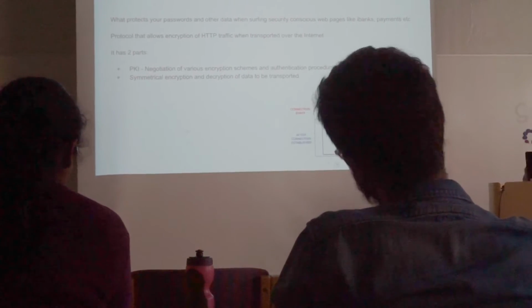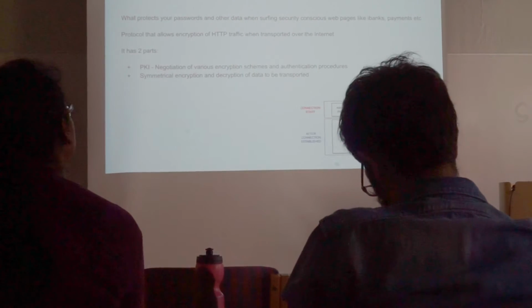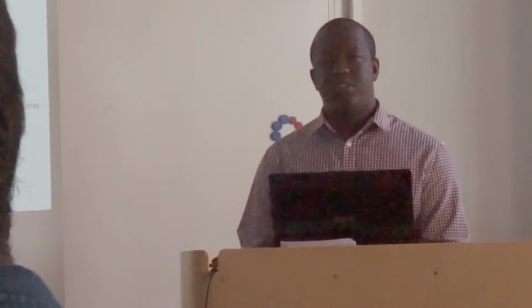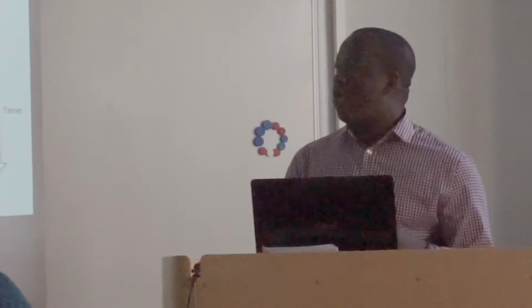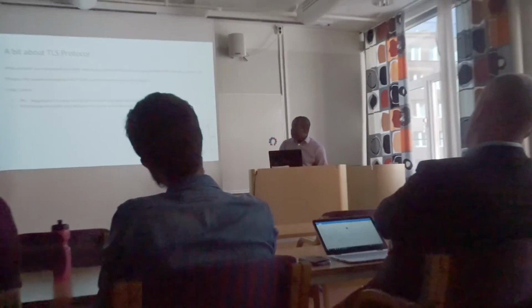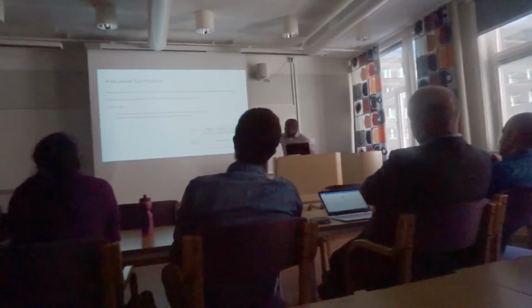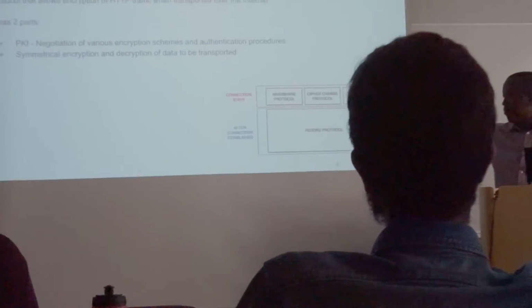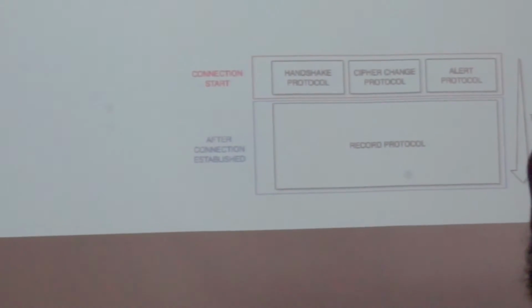So this TLS protocol, in short, has two parts, which is PKI, public key infrastructure, which is responsible for negotiating different encryption schemes and authentication procedures. And the second part, which is where the symmetric encryption happens, after agreeing on these keys and different session IDs. As you can see from this diagram, this is the TLS stack, which has the handshake protocol, and then this record protocol, which contains the encrypted data, which is to be transferred across two different parts.